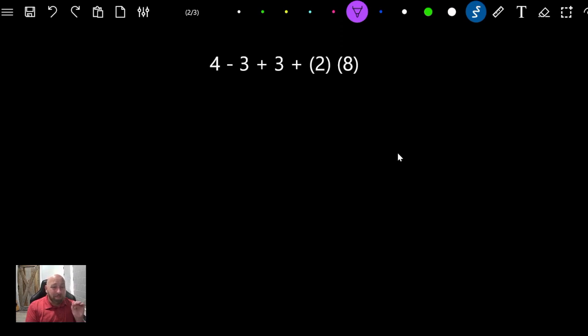Now, this is something that I do every single time, and if you don't do this, don't complain when you get the wrong answer. I rewrite the whole thing except for the little part that I do. So in other words, the only part that I'm doing is this right here. So I'm just going to rewrite 4 minus 3 plus 3 plus, and then I'm going to go ahead and do that. So 2 times 8 is 16.